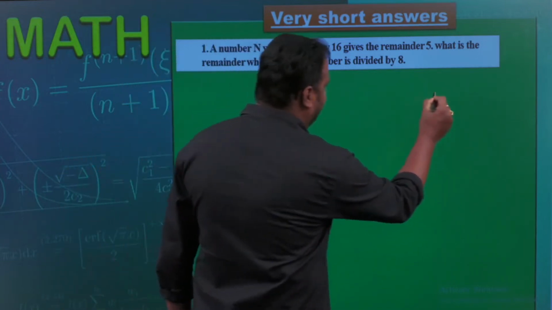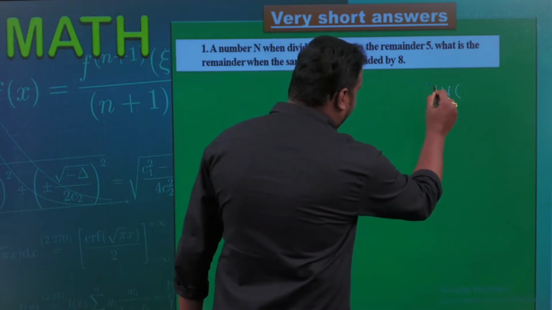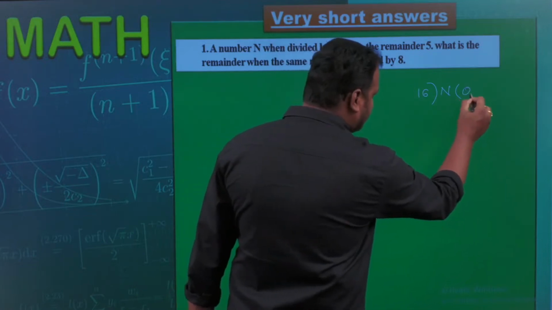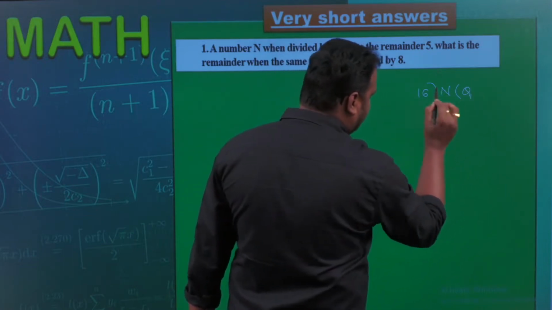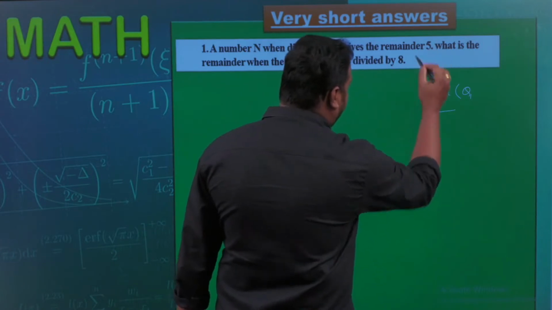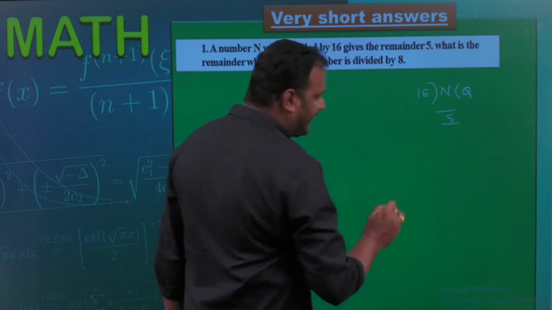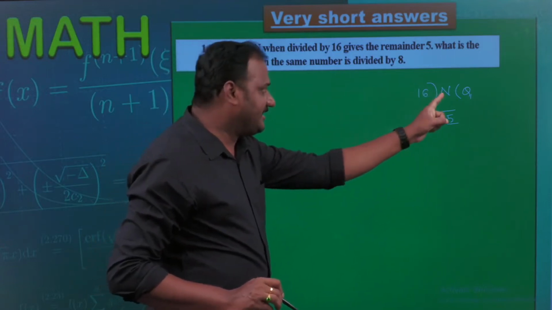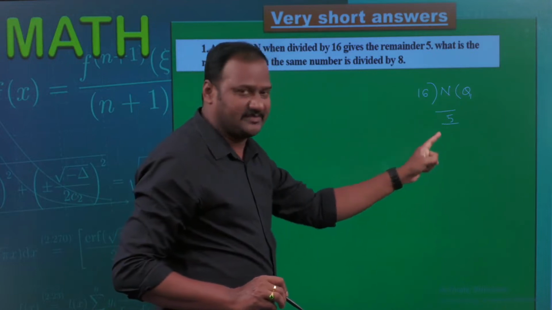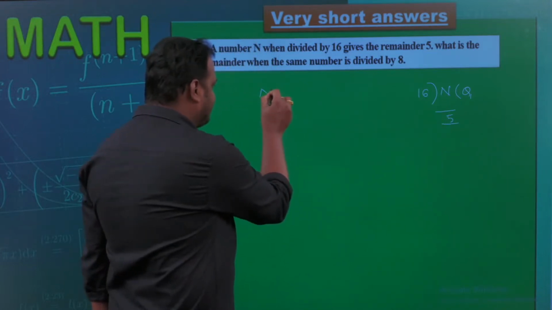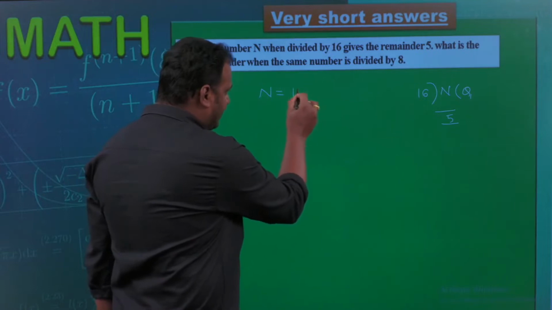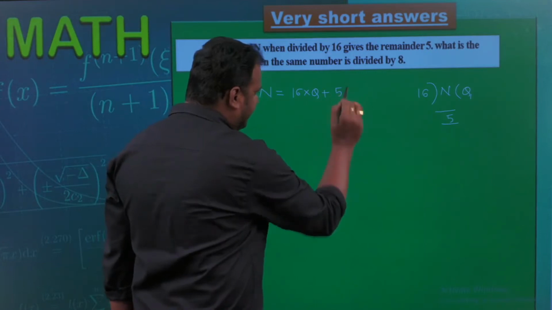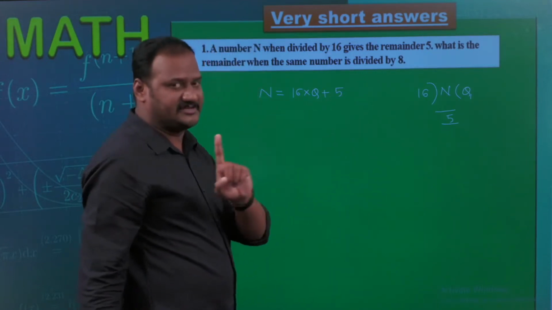What is the division format? You are dividing the number n by 16. We do not know the quotient, so let the quotient be some q1. Then the remainder is going to be 5. If I write it in the division rule, that is dividend equals divisor into quotient plus remainder, then n equals 16 into q1 plus 5. That is the information given.